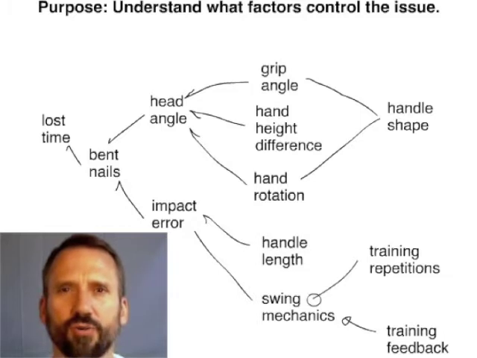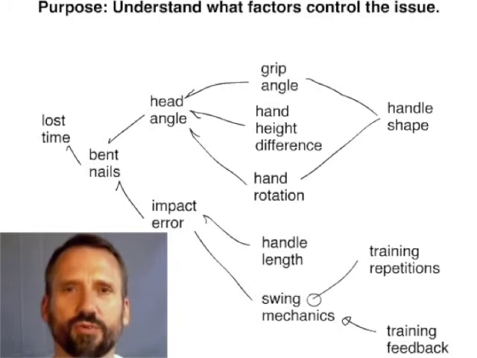We use a sharp arrow to show that one variable is making the next one worse. So an increase, for example, in grip angle causes an increase in head angle, which is a bad thing, which causes an increase in nail bending. We use an arrow with a circle at the end, a circle head, to show that something is making things better. So increasing the number of training repetitions will tend to improve our swing mechanics and reduce the impact error and therefore the number of bent nails.